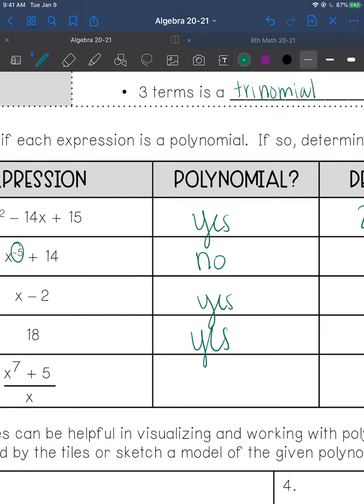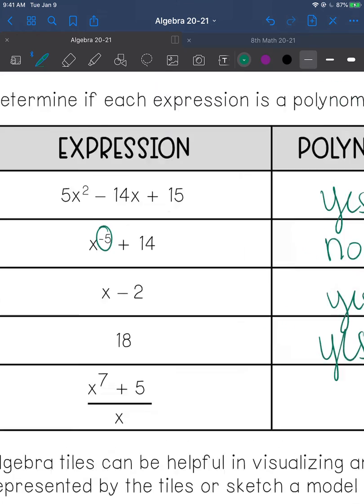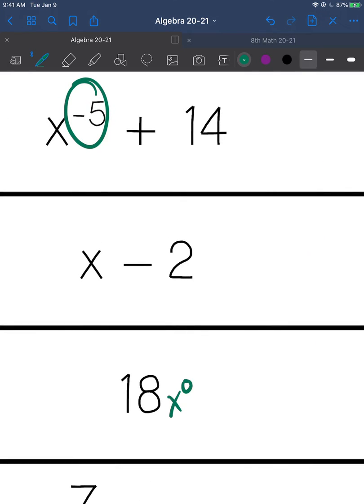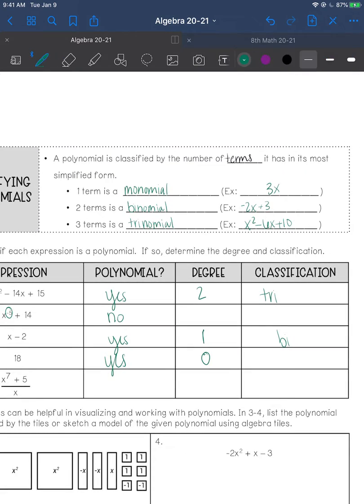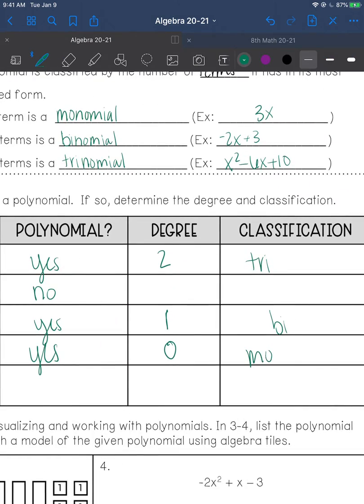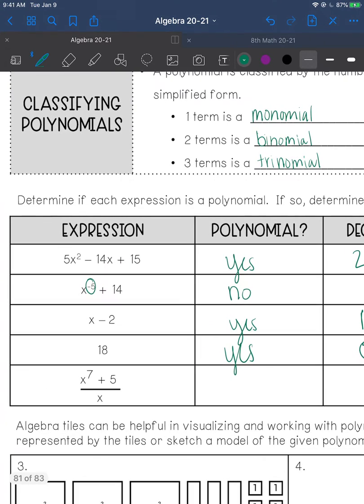What would be my degree? What do you think my degree is here? This one is 0 because I don't have a variable. So that means it's really like 18x to the 0 power, which is equal to 1. So 18 times 1. Yes, that is a 0 power. What is my classification? Monomial. Okay, last one, 7x to the 7th power plus 5 divided by x. No, cannot have a variable dividing.